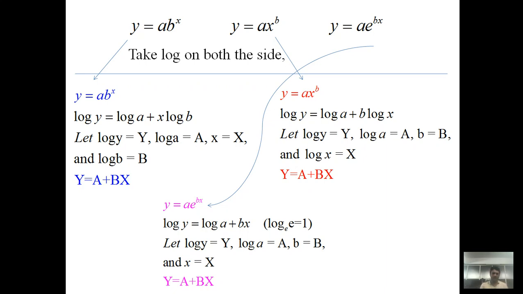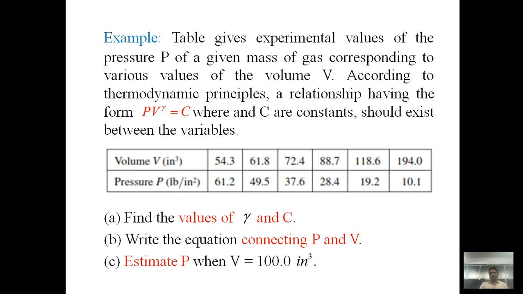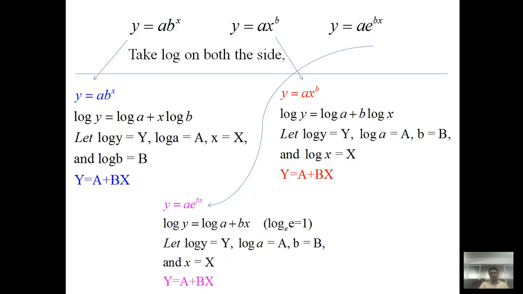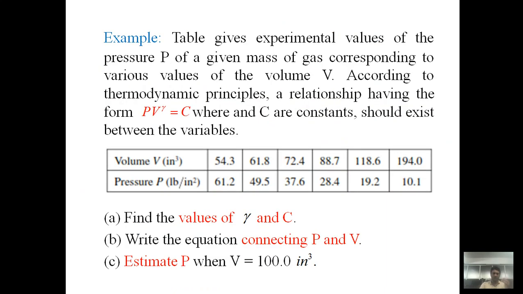To fit a straight line, say y is equal to a plus bx, the first unknown is a, the second unknown is b. So there are only two unknowns, and to find the values of two unknowns, we require two normal equations. Okay, how we can get the normal equations we have already seen, and the same strategy we have to apply to solve this example. So let's see the example.